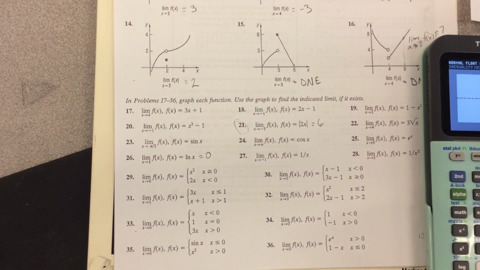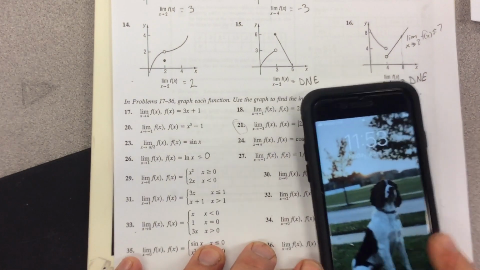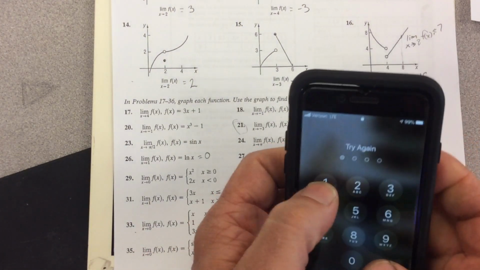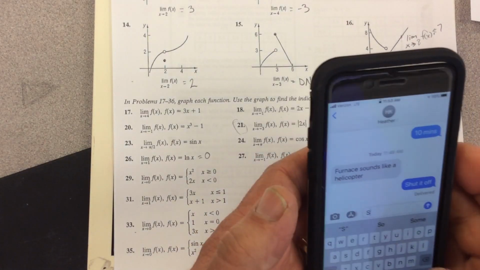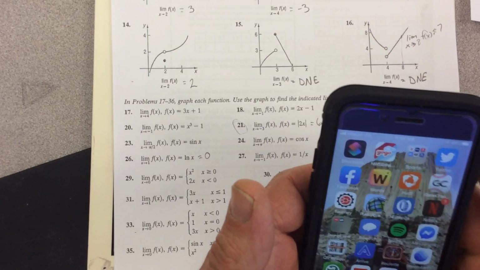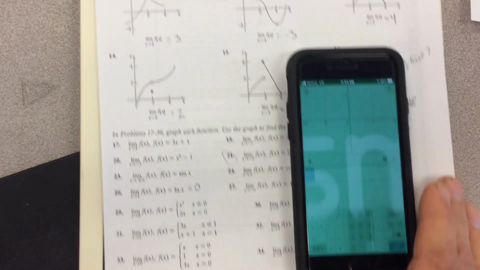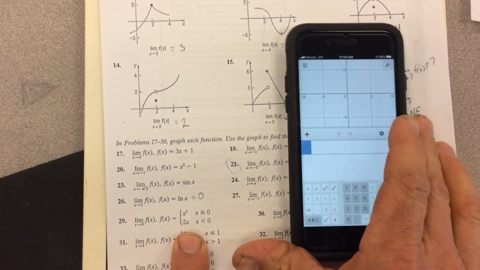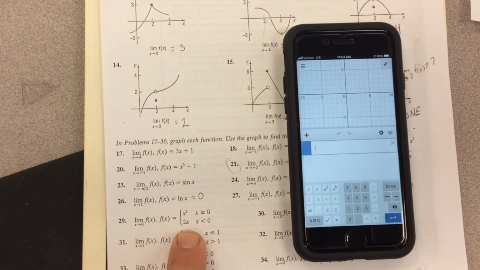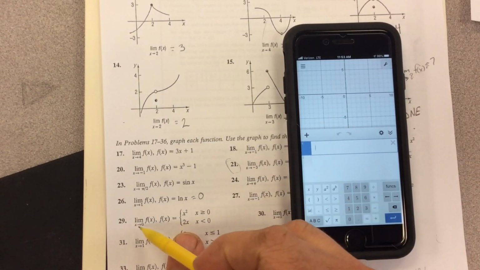Now, for your last section, we're actually going to use Desmos. So I went ahead and I downloaded Desmos on my phone. I think this is a good way of doing it. Go find Desmos. There it is. So I got Desmos on my phone, and you can actually type in piecewise graphs on Desmos, and then you can ask the question, what's going on at the limit point.